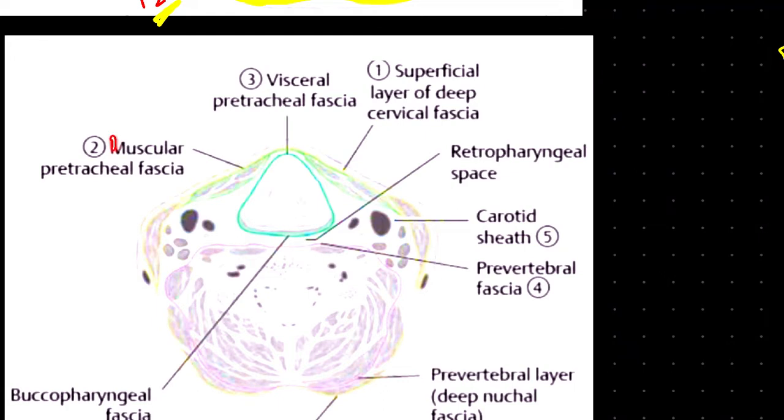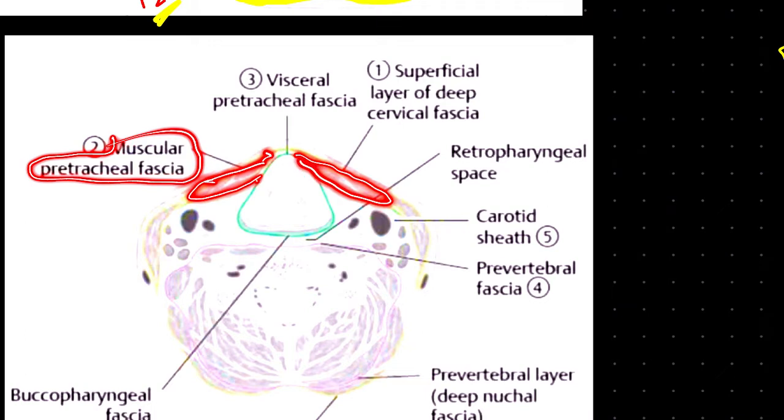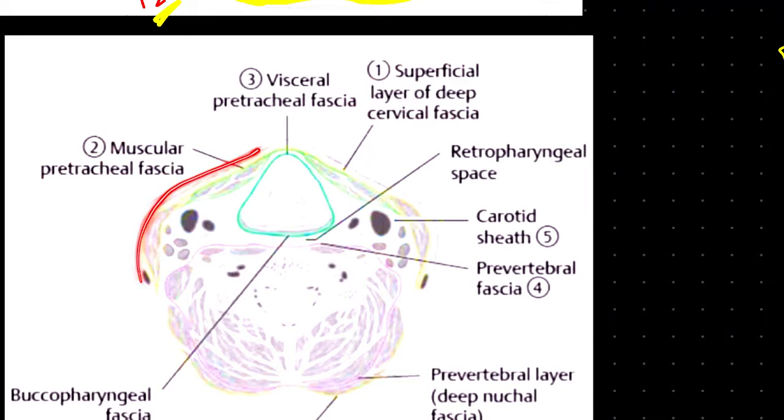And then we have the muscular pre-tracheal fascia. What is it doing? It is enclosing the muscles in the anterior part of the neck, right? The anterior part of the neck. Now yes, we talked about the superficial layer, the outermost one.